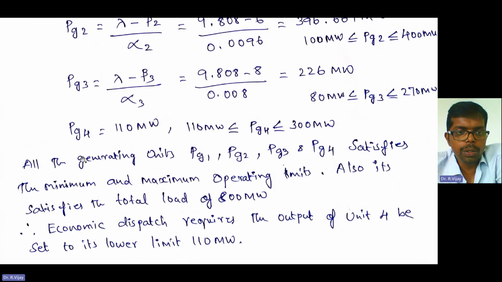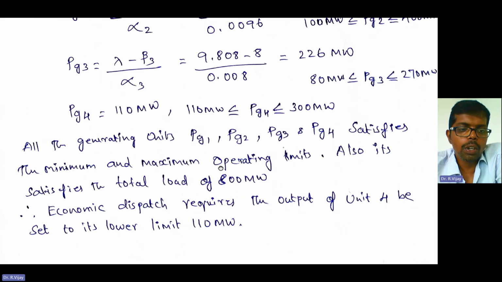So now we need to write the conclusion: all the generating units PG1, PG2, PG3 and PG4 satisfy the minimum and maximum operating limits, and also satisfy the total demand or total load of 800 megawatt. Therefore, the economic dispatch requires the output of unit 4 to be set to its lower operating limit, 110 megawatt. So considering PG4 as 110 megawatt is what gives the economic dispatch results, and it also satisfies the minimum and maximum operating limits.